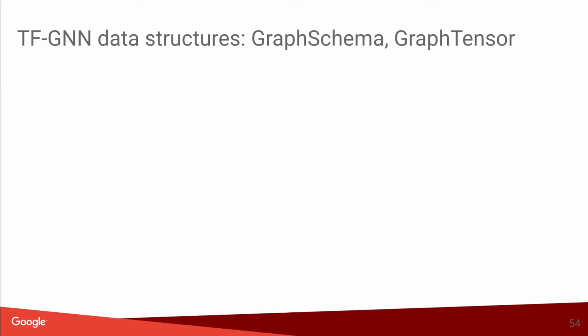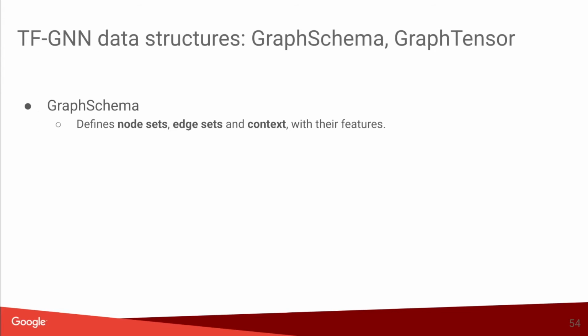So graph neural network models train over graph data. And in the TF-GNN library, graph data is declared using a graph schema and represented as graph tensors. So the graph schema is a protocol message to declare each node set, edge set, as well as their respective features and the context, which is a graph level feature and applies to the whole graph.